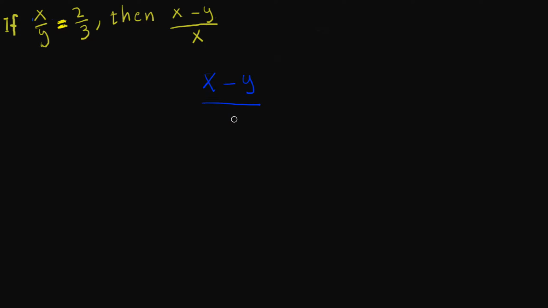So how can we convert these terms to be able to use what is given, which is x over y? One way of doing so is by dividing the numerator and denominator both by y. Or we can think of it as the same thing as multiplying the numerator by 1 over y and doing the same thing with the denominator.